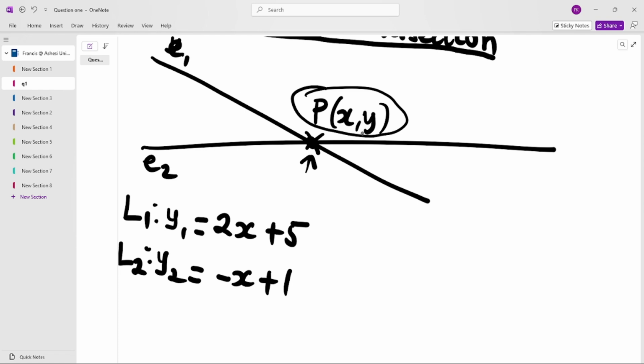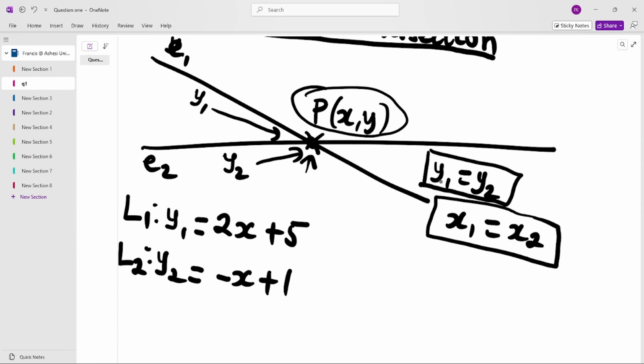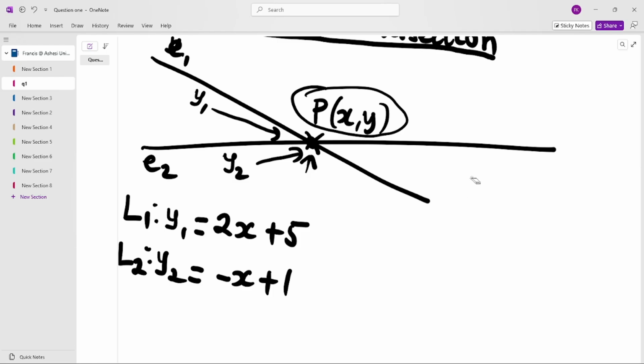So we need to make sure that at that point, the y from y1 will be the same as the y from y2. The condition is that at that point y1 will be equal to y2. The same thing applies to x1 equal to x2. So at the point of intersection, this is the condition that is satisfied: y1 of the first line is equal to y2 of the second line, and the x of the first line is equal to the x of the second line. That's the condition at the point of intersection.